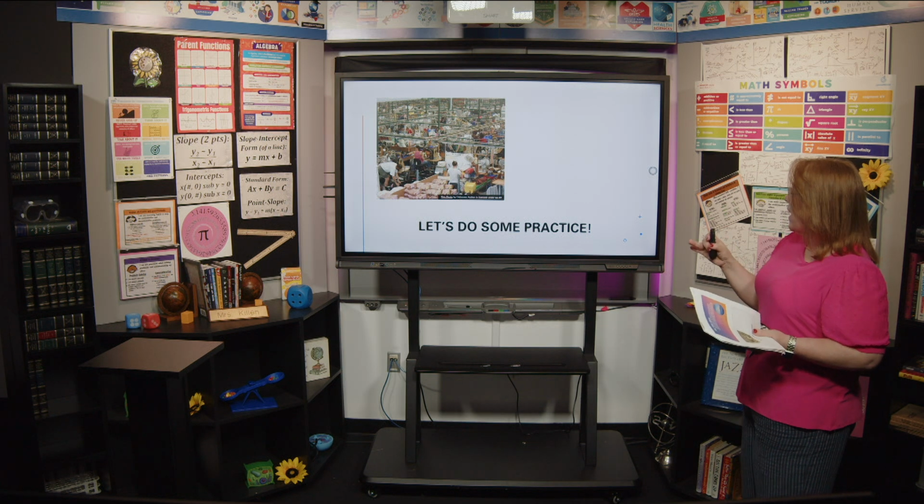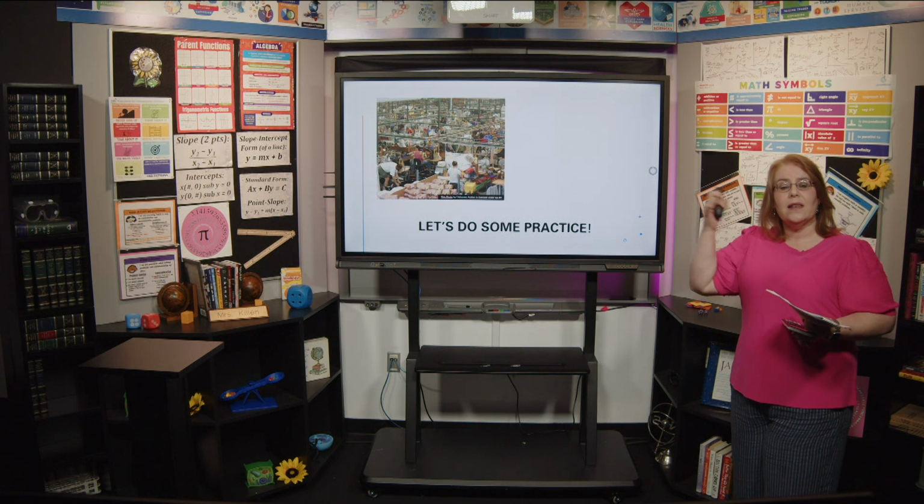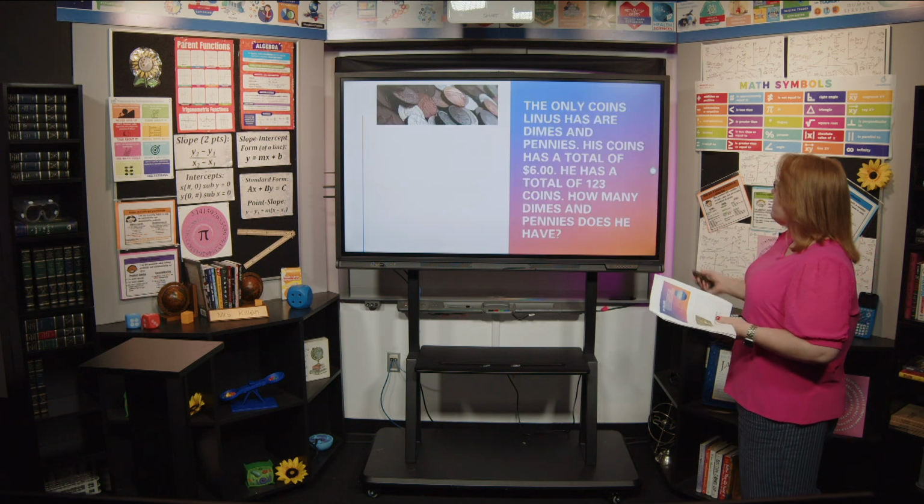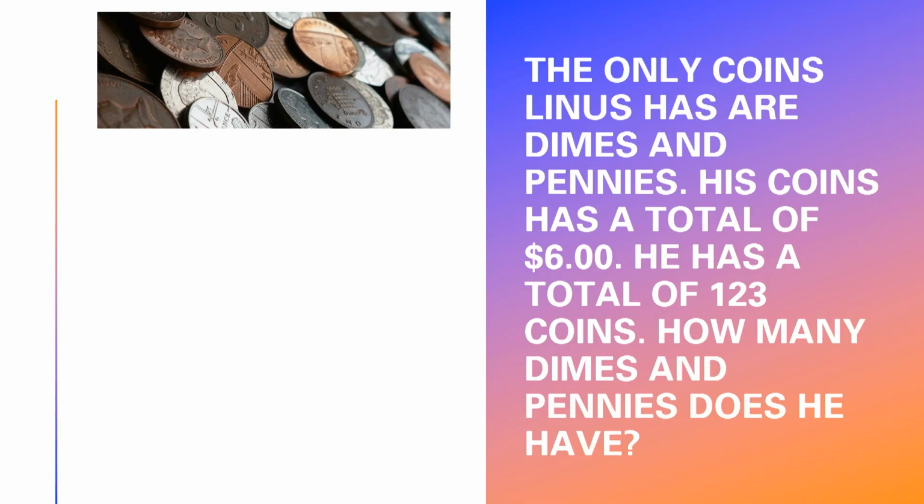Okay, so we're going to do some practice. We're going to take what we've learned and plug it into some new problems. So let's look. The only coins Linus has are dimes and pennies. His coins have a total of $6. He has a total of 123 coins. How many dimes and pennies does he have?